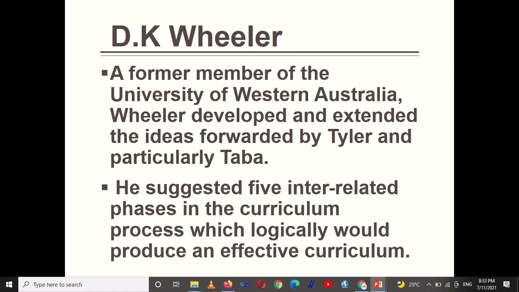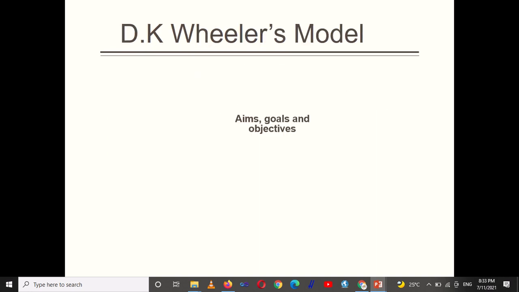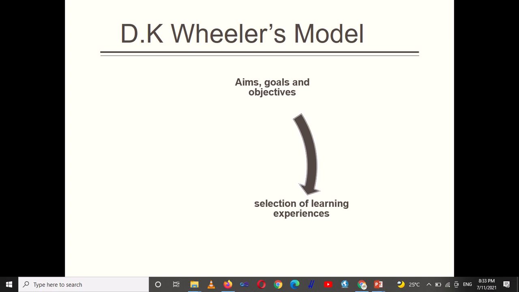So he suggested 5 interrelated phases. So let's go straight into it and look at it. He believes that you must first get your aims. The aim of this model is the overall objective. At the end, what do you want the student to have?